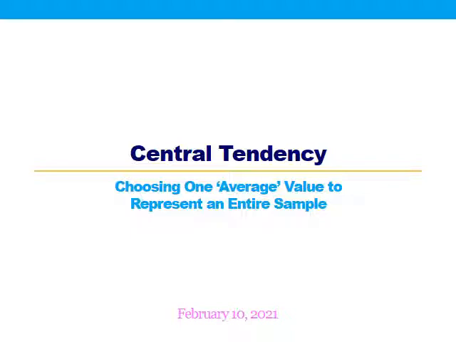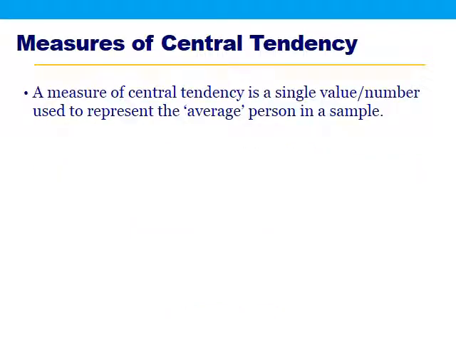Today we're going to go a little bit further, and rather than talking about the entire distribution and its shape, we're going to be talking about measures of central tendency. In other words, can we take our entire distribution and reduce it down to one number, one value that represents the quote unquote average or typical person in our sample? So that's the definition of what a measure of central tendency is.